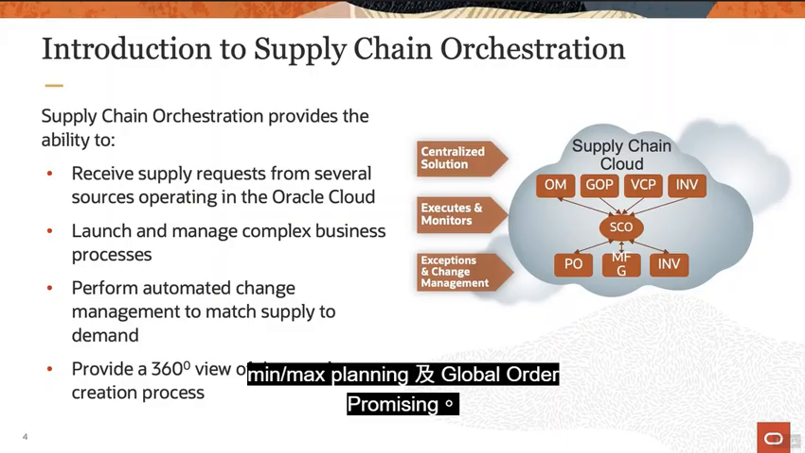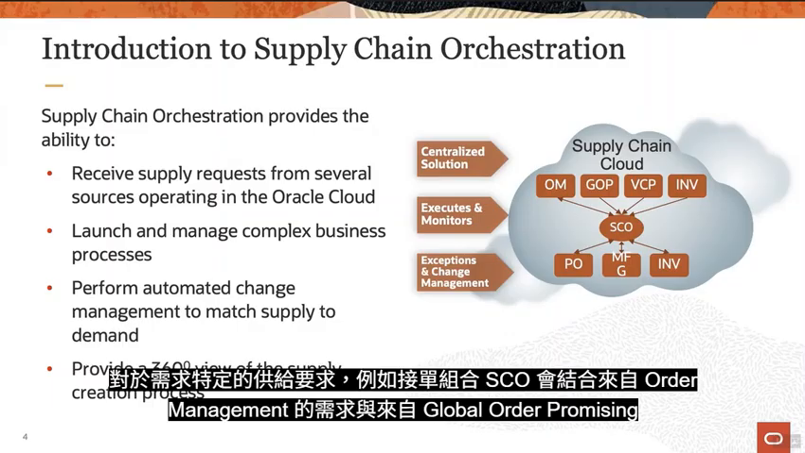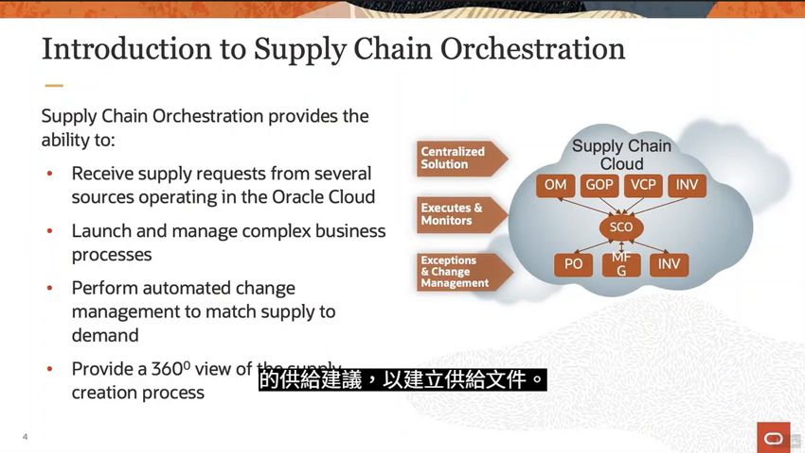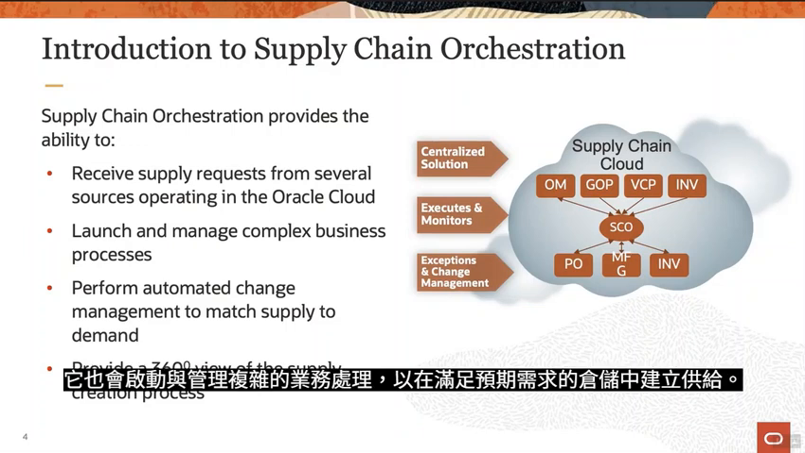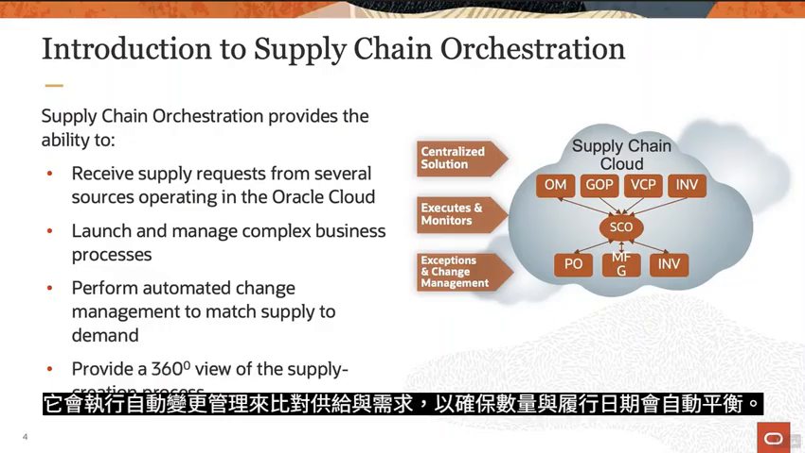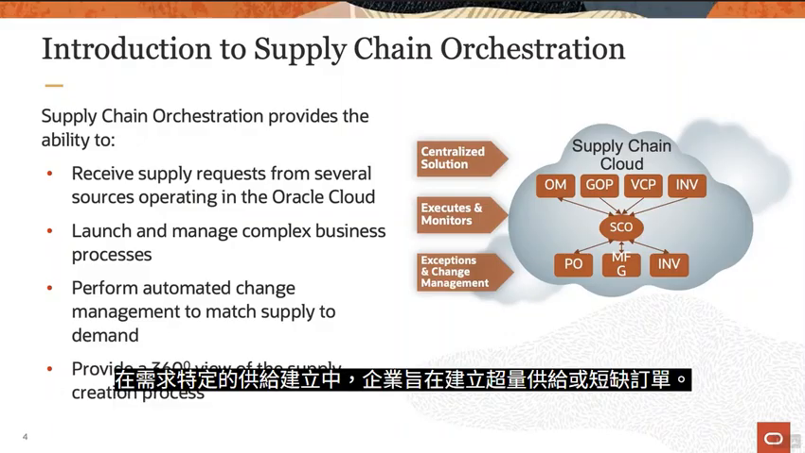For demand-specific supply requests, such as a back-to-back, SCO combines the demand from order management and the supply suggestion from Global Order Promising to create supply documents. It also launches and manages complex business processes to create supply in the warehouse that would fill the anticipated demands. It performs automated change management to match supply to demand to ensure that the quantity and fulfillment dates are automatically balanced.